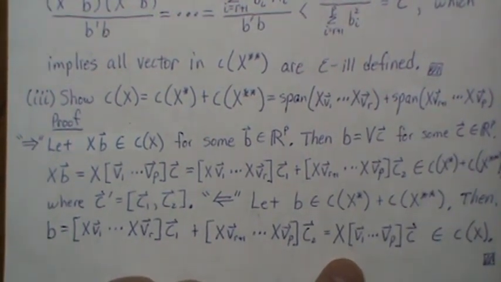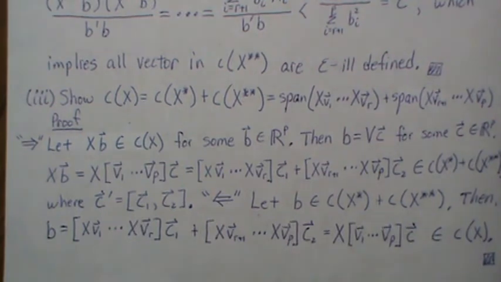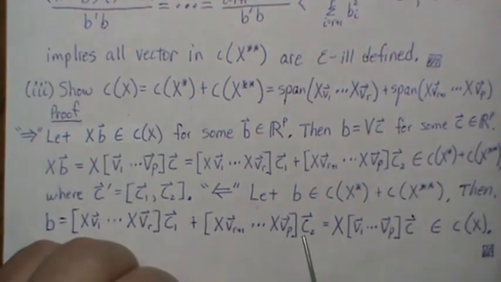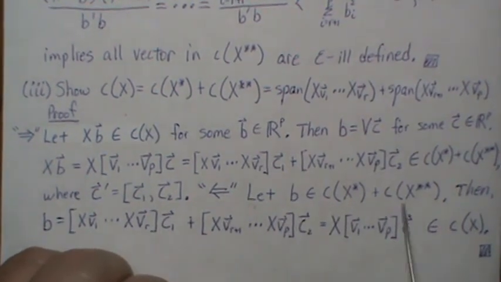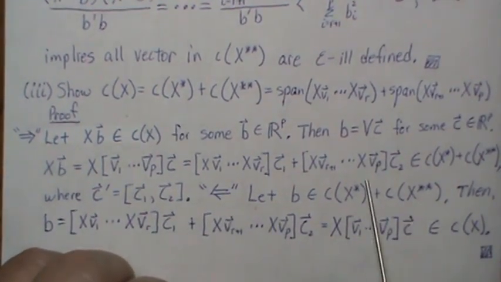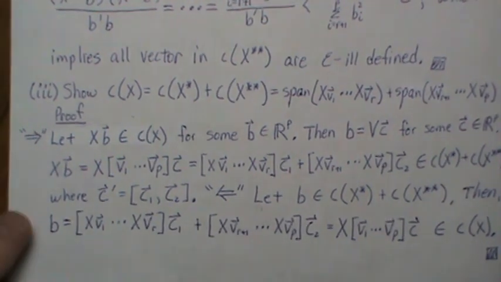But then this says that it's in the column space of X, right? So there's X, and this is a vector. So a vector in this column space is in this column space. And that's what we wanted to show.